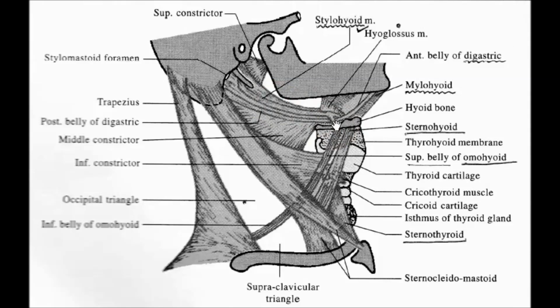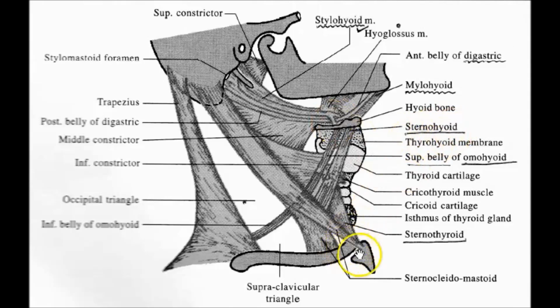Now we'll talk about the infrahyoid musculature. In infrahyoid musculature, first we'll talk about the sternohyoid muscle. These infrahyoid muscles are located below your hyoid bone. Okay my dear friends, their fibers run from down to up, whereas in the suprahyoid, they run from up to down. So we'll talk about sternohyoid.